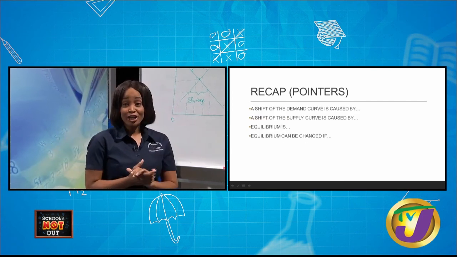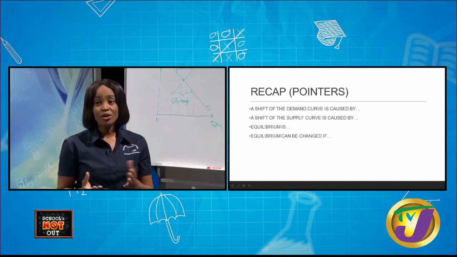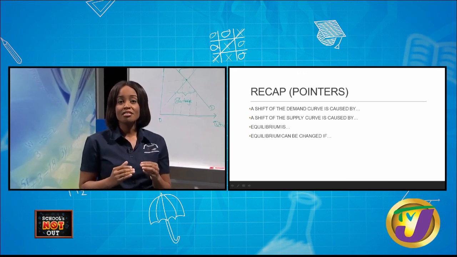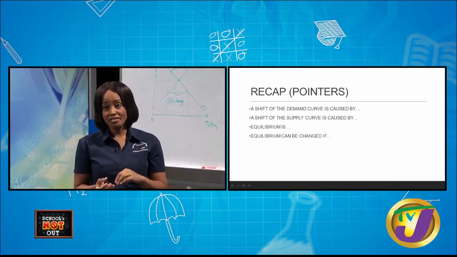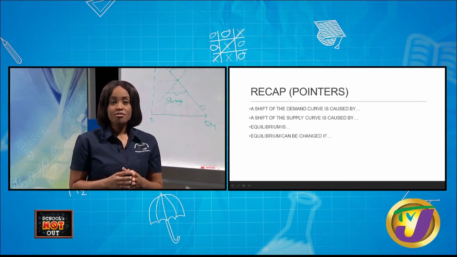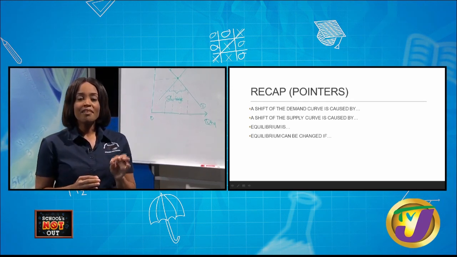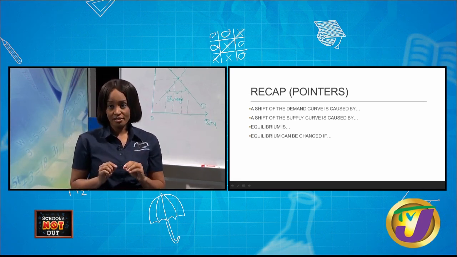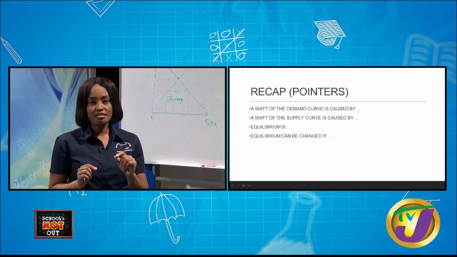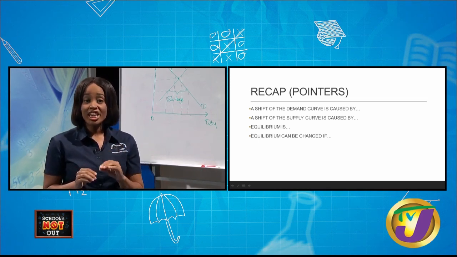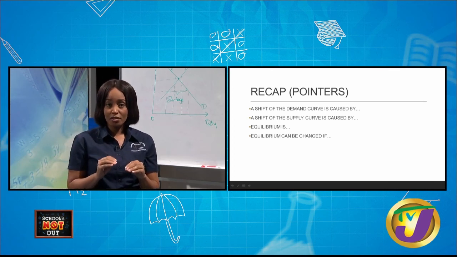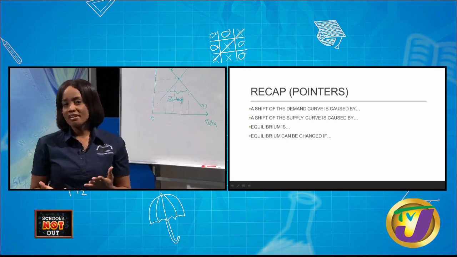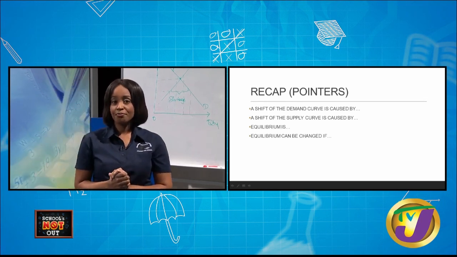What would cause a demand curve to shift? Is it the same thing that would cause a supply curve to shift? Do you remember some of the factors that cause the demand curve to shift? Do you remember the factors that cause the supply curve to shift? The supply curve and the demand curve will shift only when there is a change in non-price factors. When there's a price change, it causes a movement. When there is a change in any other factor, it causes a shift of the demand curve or a shift of the supply curve.